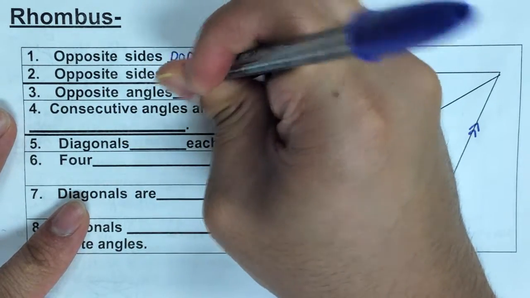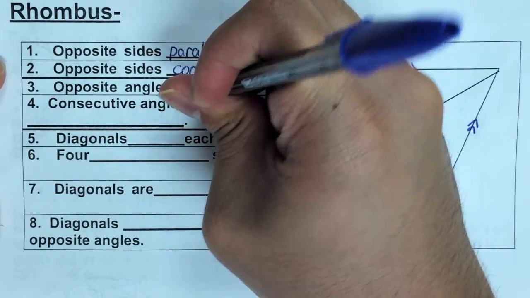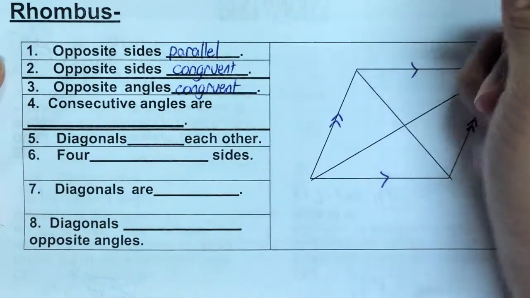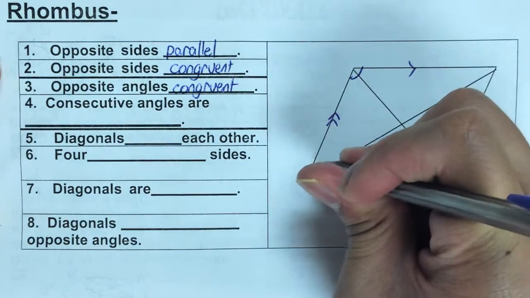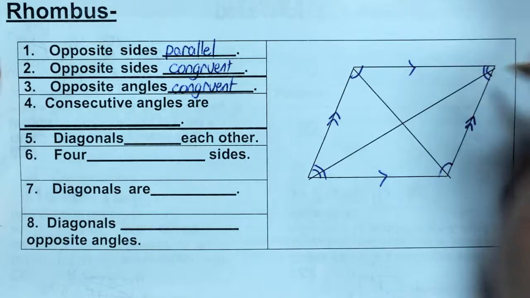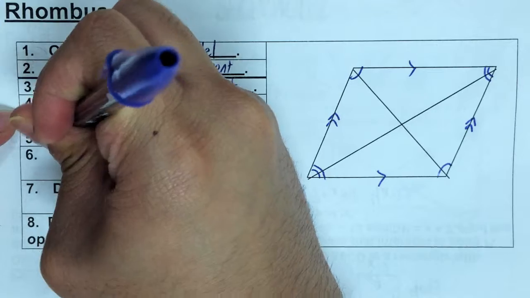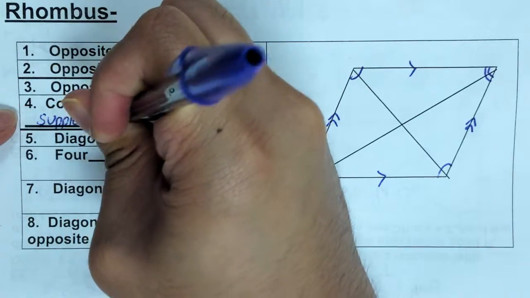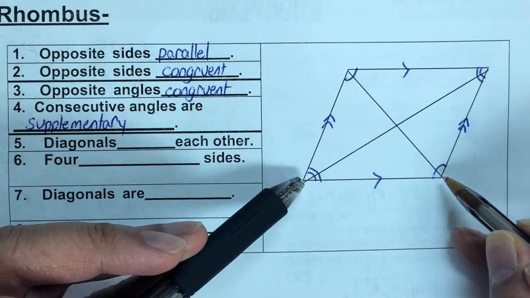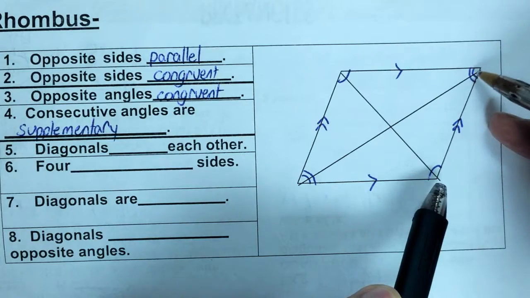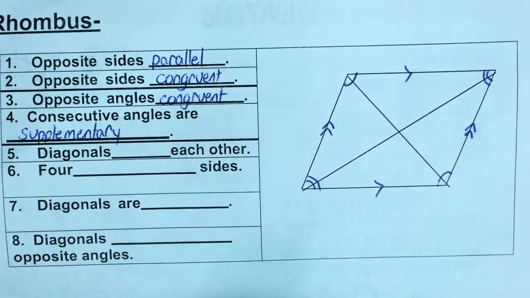opposite sides congruent. There's something special about this one. Opposite angles congruent, which means this angle is congruent with this angle, and this angle down here is congruent with this angle up here. And consecutive angles are supplementary. Which means these two angles add up to 180 degrees. These two angles 180. These two add up to 180, and these two add up to 180.